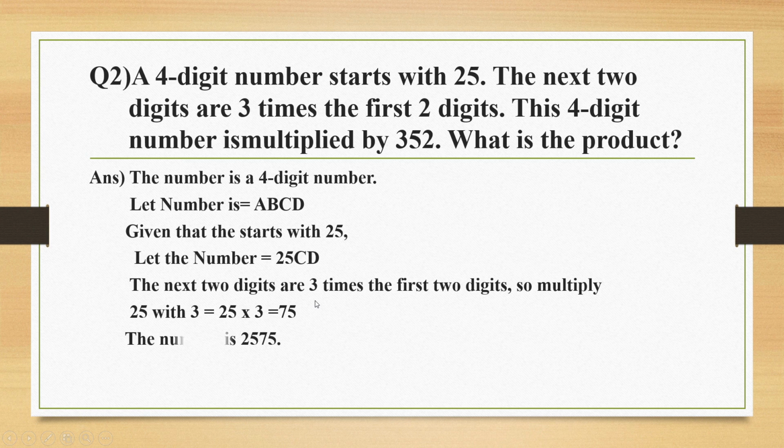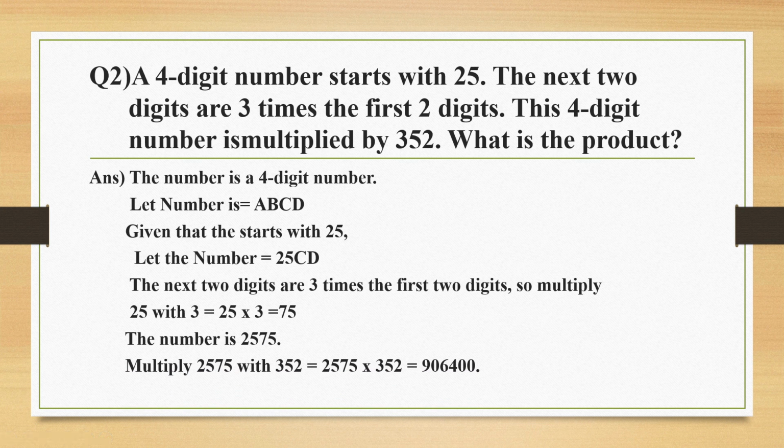So we are going to write the full number, that is 2575. This 25 is the digits given in the question, and this 75 we obtained by applying the condition given in the question. So now it is 2575.